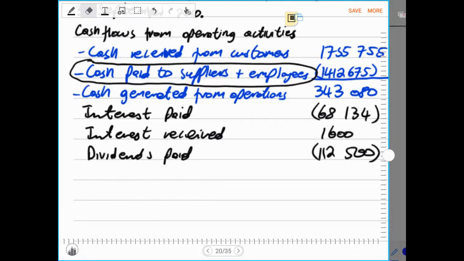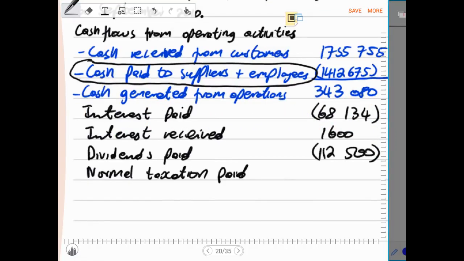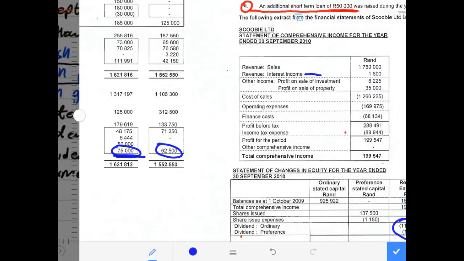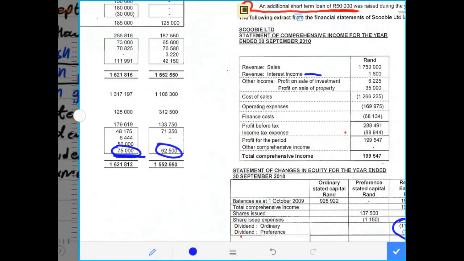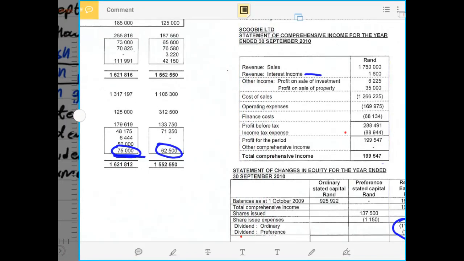Then the next part that you must record is the normal tax. The next part is the normal taxation paid. That means the amount of tax that was paid in the current year. Once again, we need to do the calculations with the tax. When it comes to cash flow, you have to calculate almost everything. Please accept that and love financial accounting, even if there are many calculations.